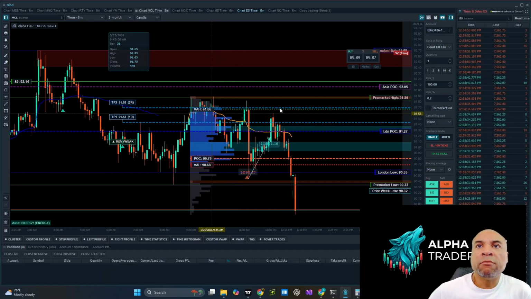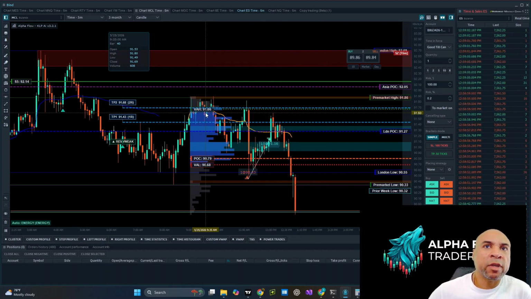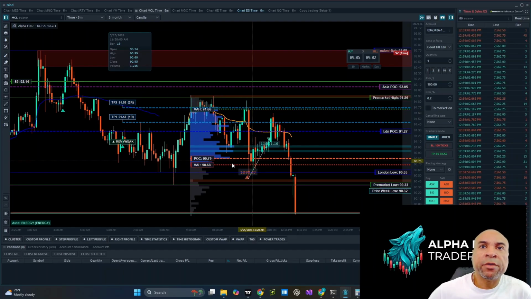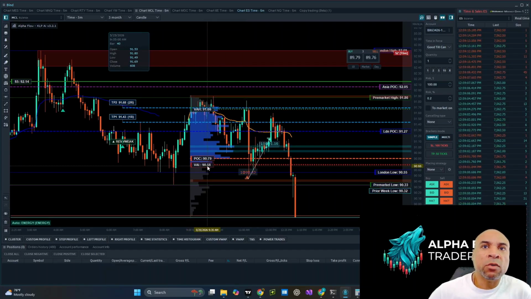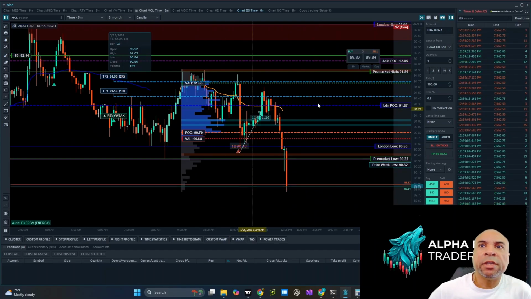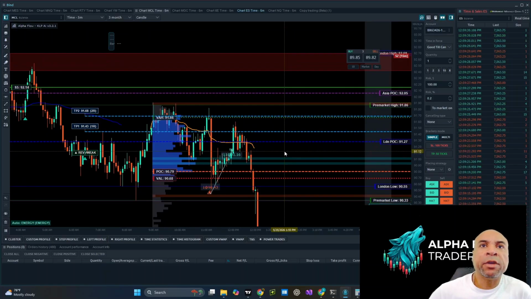The top border of the value area is known as your value area high, labeled VAH, and it gives you the price of the current value area high, which is 91.66 right now. Then you have the lower border of your value area, your value area low, labeled VAL, and the price for that is currently 90.68. The blue shaded area inside here is your value area.